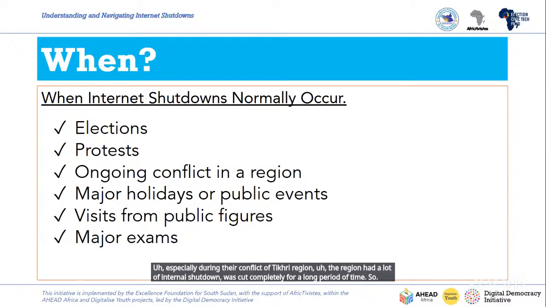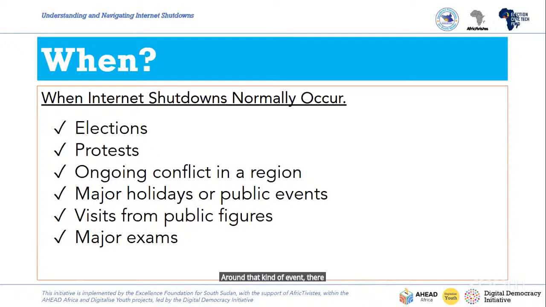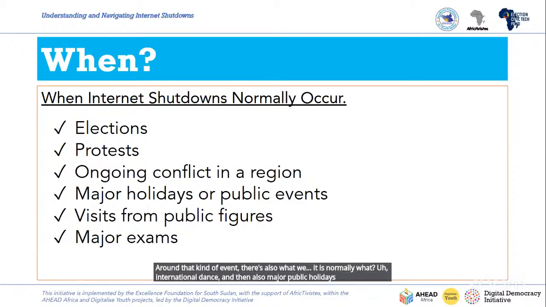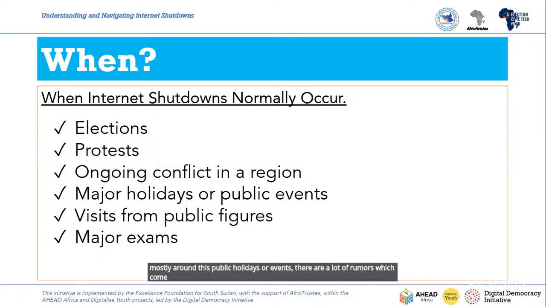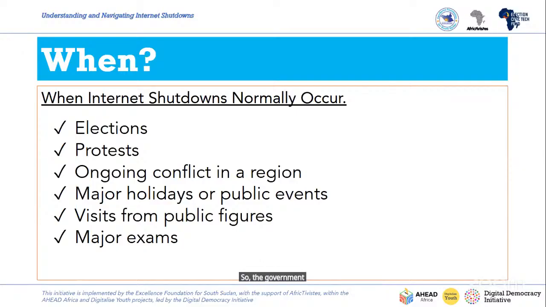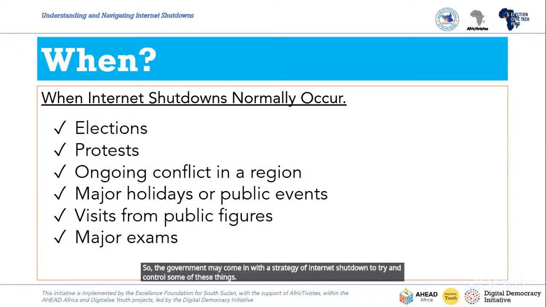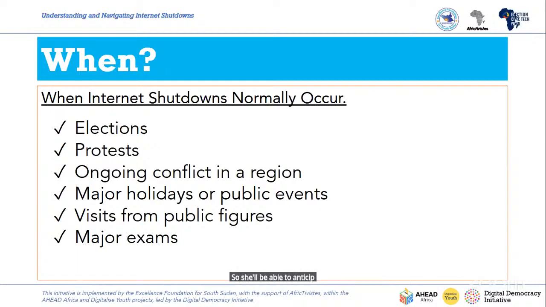So around that kind of events, there are normally internet shutdowns, and then also around major public holidays or public events, because mostly around these public holidays or events, there are a lot of rumors which come up. People like spreading rumors, disinformation, and misinformation around these times to confuse the public. So the government may come in with a strategy of internet shutdown to try and control some of these things. So you should be able to anticipate internet shutdowns when it comes to that kind of public events or holidays.